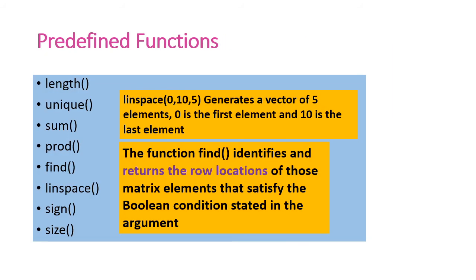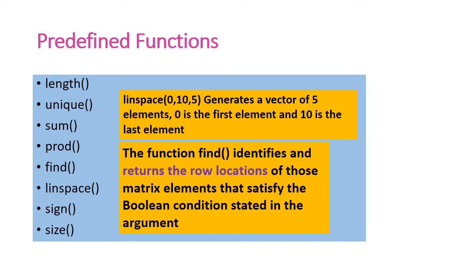Next, the other set of predefined functions used in Scilab: if you want to calculate the length of your vector, you can give length. If you want to identify the unique values defined in a vector, you can give unique. And if you want to find the sum and the product, you can give sum and prod. To find the particular location in your matrices, you can give find.